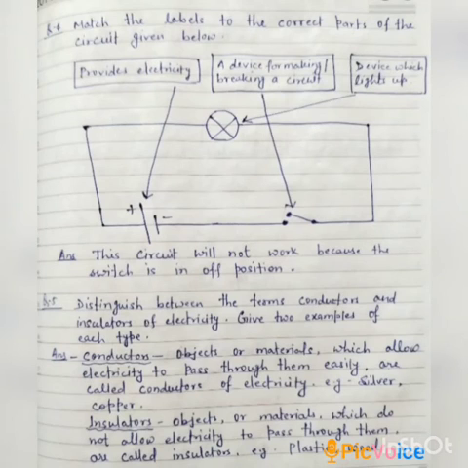Insulators: objects or materials which do not allow electricity to pass through them are called insulators. Examples: plastic or wood. So students, we have completed all the exercises of this chapter.